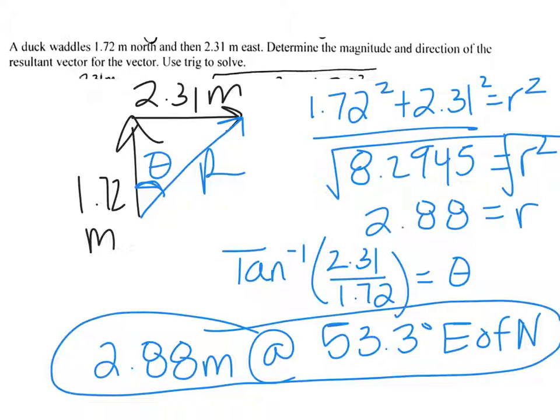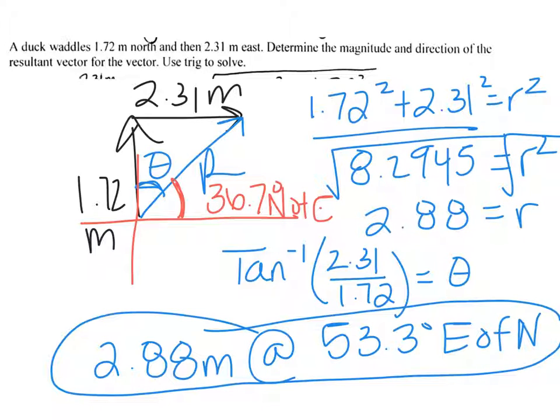You could also technically give me another angle, which some people might. If I create a coordinate plane here, I could also give this angle, which would be 90 minus 53.3, and that would be 36.7 degrees, and that would be north of east as your direction. So the answer there would be 2.88 meters at 36.7 degrees north of east.